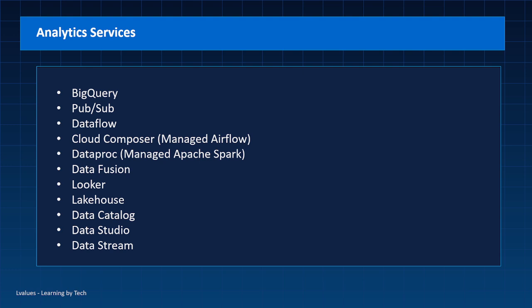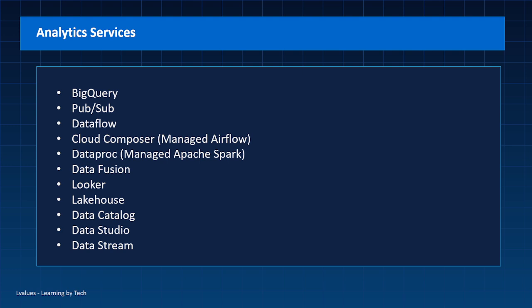Dataflow, Cloud Composer, and Dataproc. If anyone has worked on Hadoop, more or less these are the same services in GCP. So Dataflow is nothing but Apache Beam. Cloud Composer is managed Apache Airflow. Earlier the name of this service was Cloud Composer, but now if you go into the Google Cloud Platform console, you will find this service renamed as Managed Airflow.